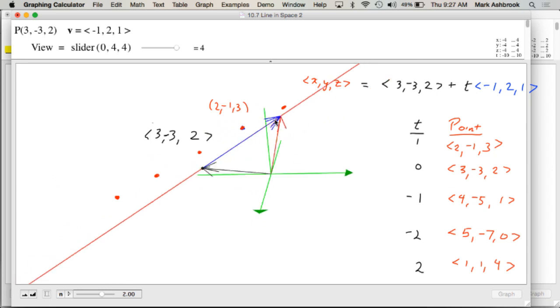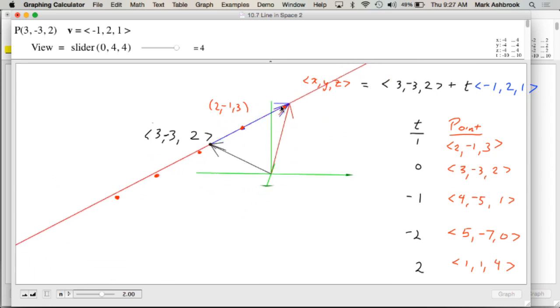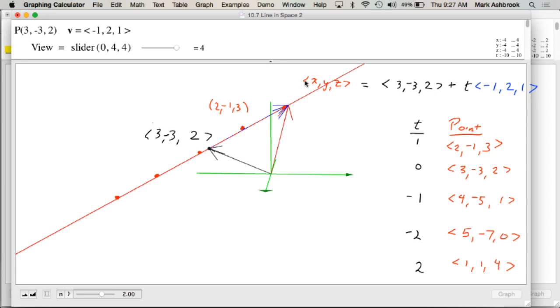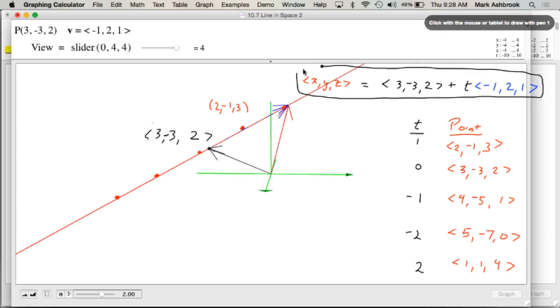So do you see how lines work? Okay, so then we talked about, so here's the equation of this line, and then we could break it up into its parametric equations, right? Take it one component at a time, by doing the vector operations over here on the right.